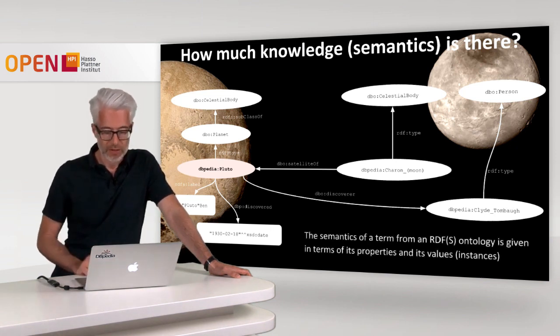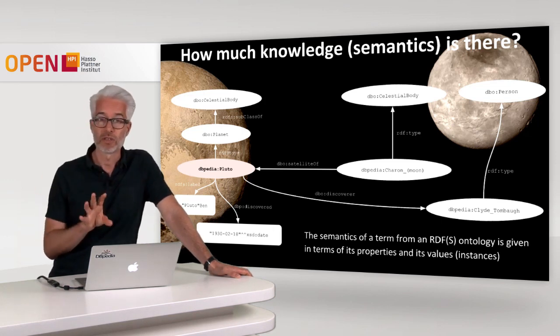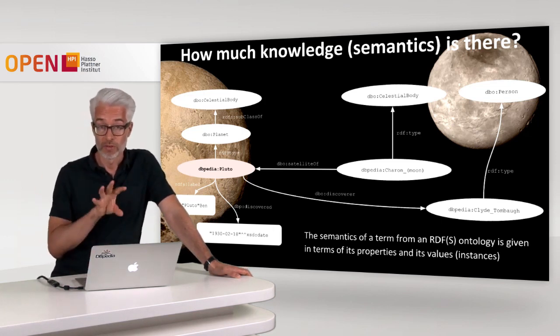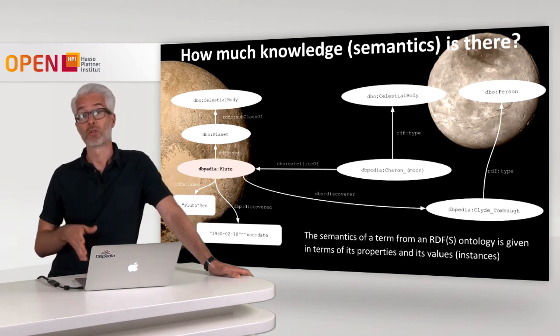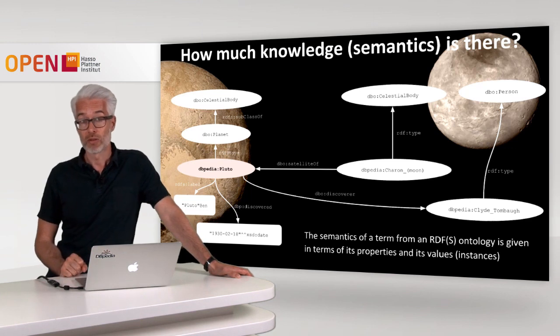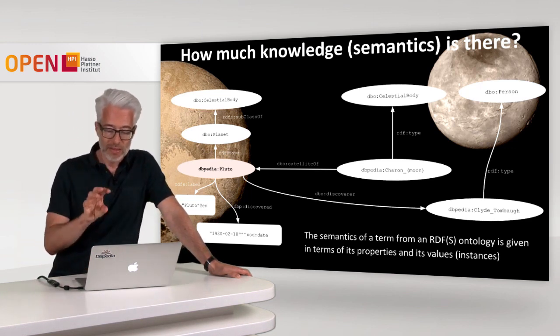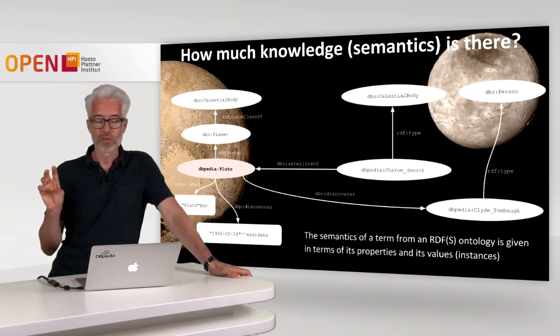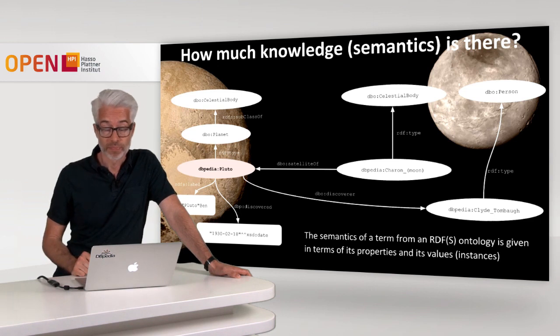Okay. So usually the semantics of a term from an RDFS ontology you hear for the very first time, but you will see that exactly this notion for knowledge representation will occur much more often in the future of this course. So the semantics of a term is given in terms of its properties and values or its instances.